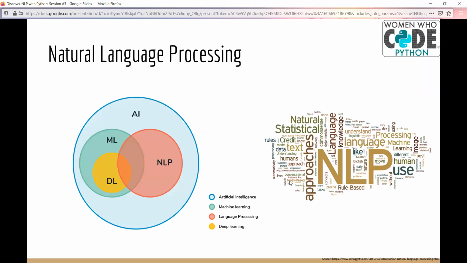So in session 1 and 2, we talked about natural language processing, what NLP essentially is, and how it is different from the other fields. So AI is the main field, and there are subfields like machine learning and deep learning, and NLP has some intersections between ML and DL, but it's not totally the same. It has some differences as well.